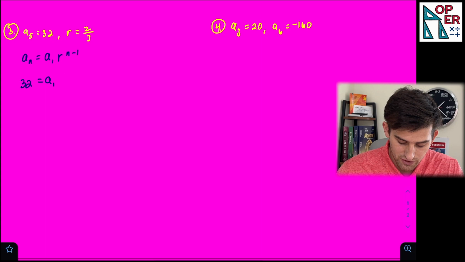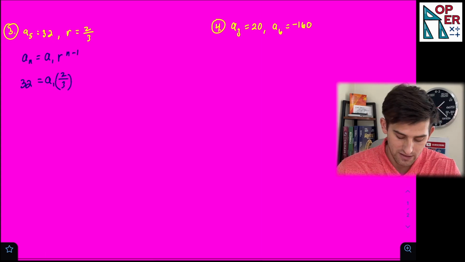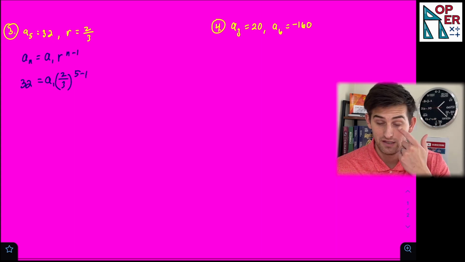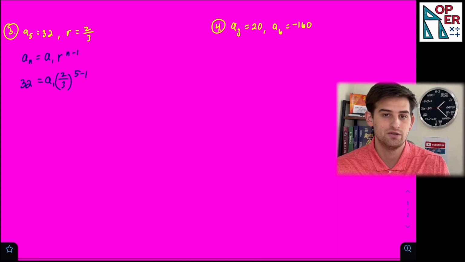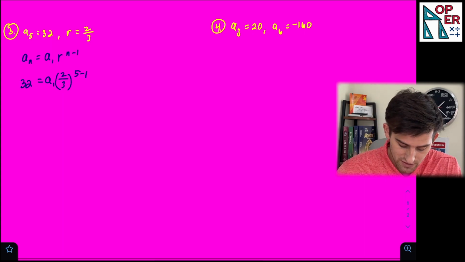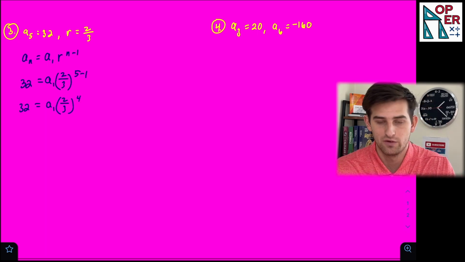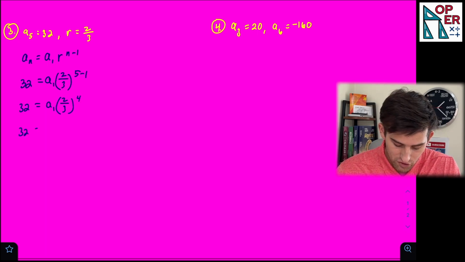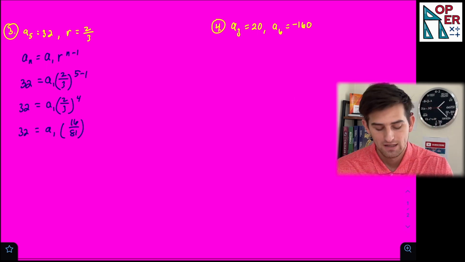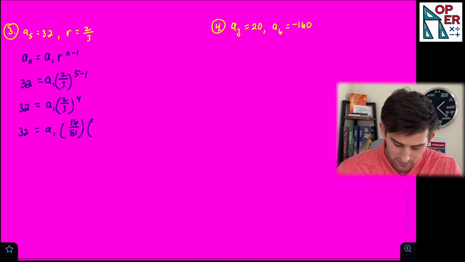I don't know my first term. I know my common ratio is 2/3. And what term is 32? It is my 5th term. So we plugged in 5 for n, and we plugged in 32 for a sub n. So now we just need to simplify. So 32 is equal to a sub 1 times 2/3, and 5 minus 1 would be to the 4th power. Now let's distribute that power. So now we have a sub 1 times, and this would be 16 over 81. Okay. Now to solve for a sub 1, we're just going to multiply both sides by the reciprocal, so 81 over 16.